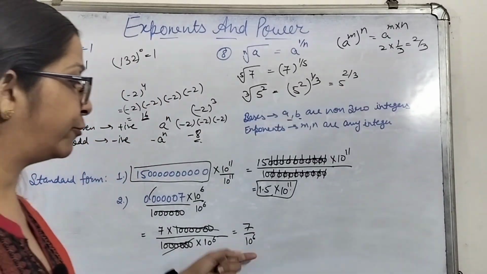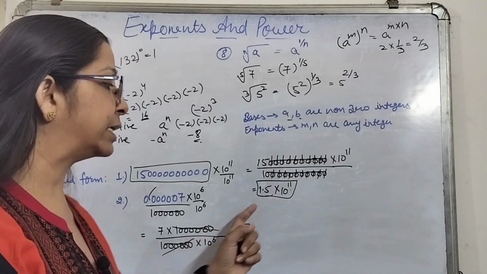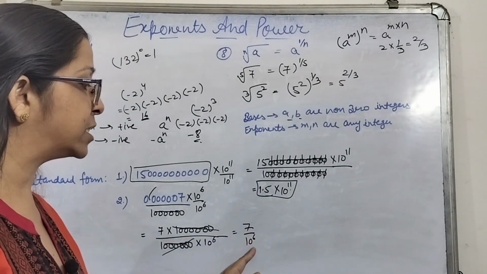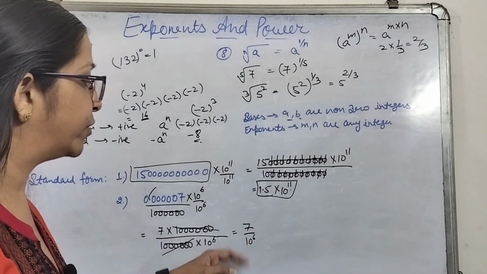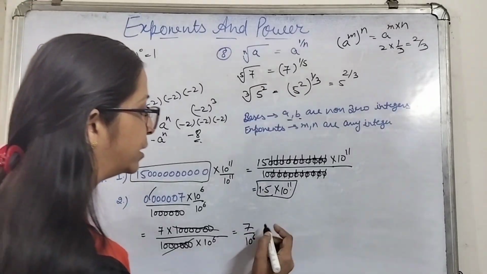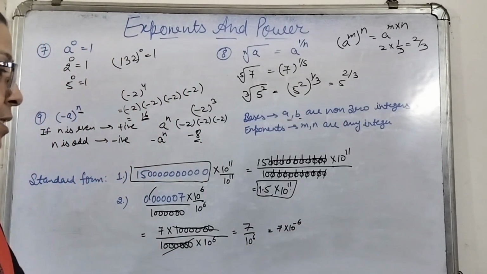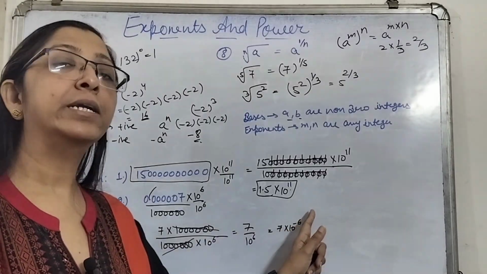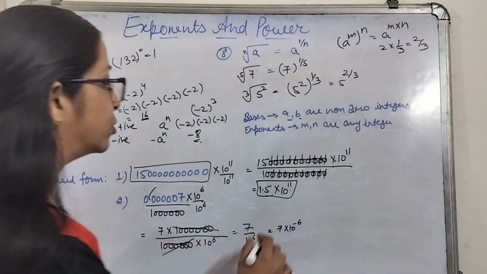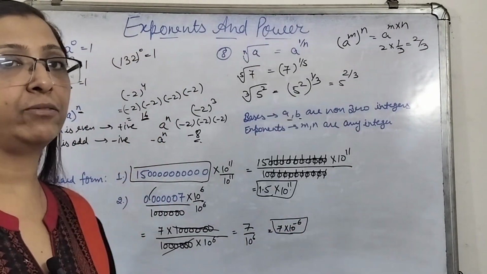Just now we said, if any number is there in the denominator, and we want to take it in the numerator, then the sign of the power will change. Over here, it is 10 raised to the power 6. So if we take it in the numerator, the power will become negative. So this could be written as 7 multiplied by 10 raised to the power minus 6. This positive 6 will change to negative 6 if we are taking it from the denominator to the numerator. So this is the standard form.